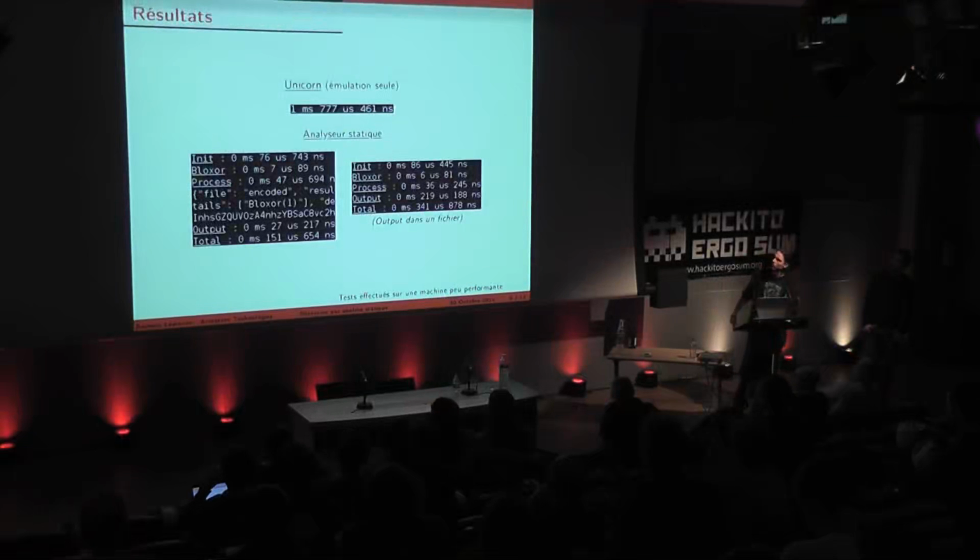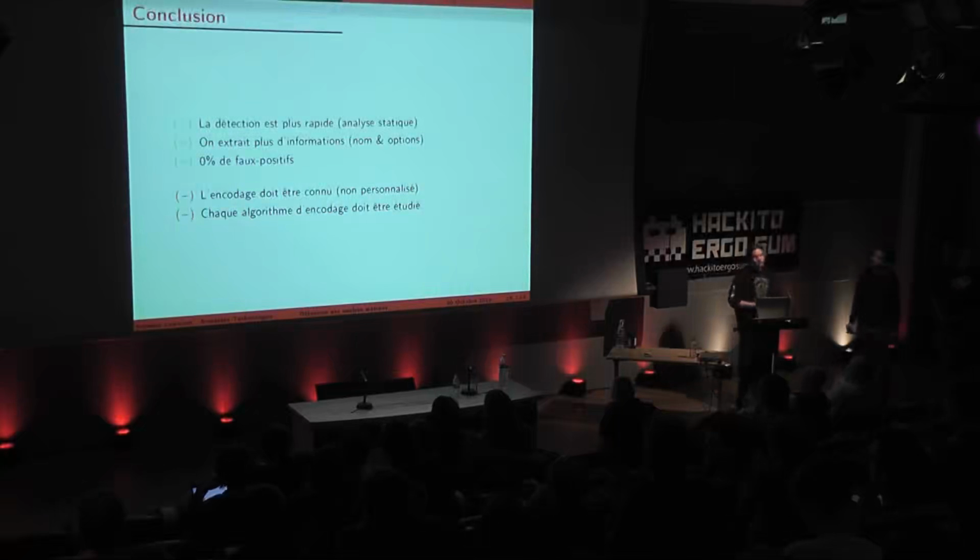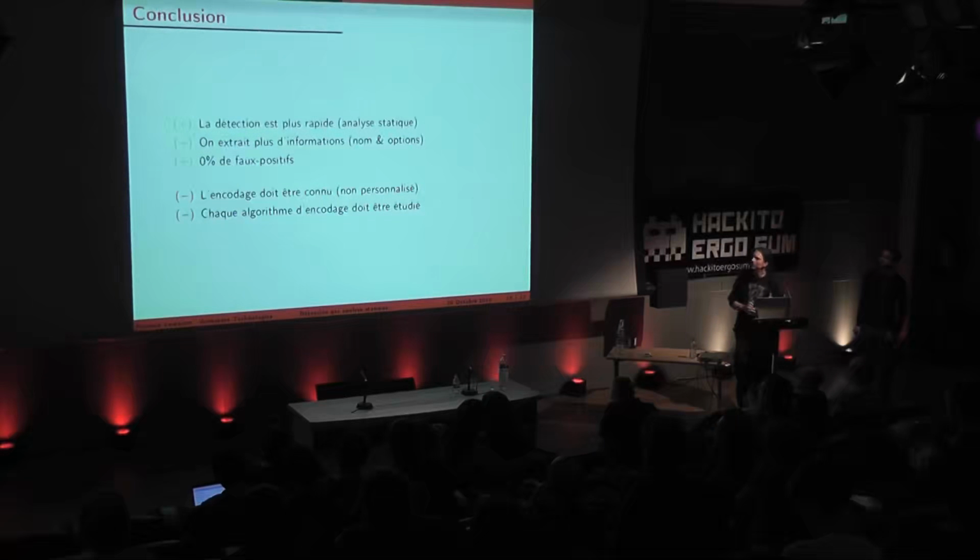So some results about it. Firstly, I come back to the Unicorn time to emulate the shellcode encoded by Bloxer, and then the time used by my analyzer to detect it and decode the shellcode entirely. The main step is Bloxer for detecting and decoding; the others are initialization and output. So it's microseconds. Then we can say static analysis is really faster than a dynamic one.